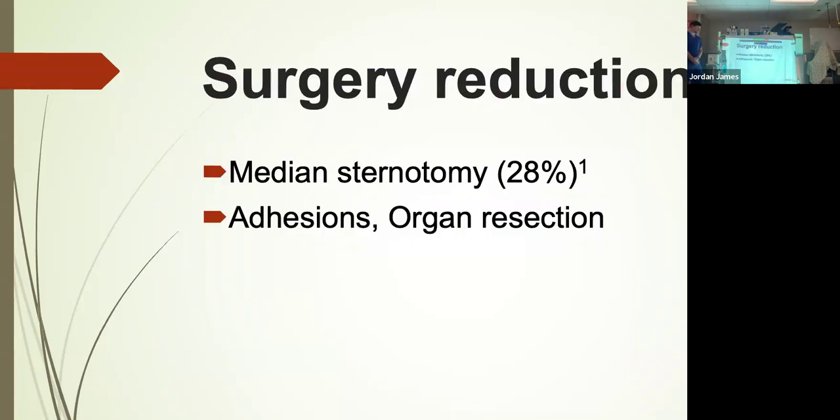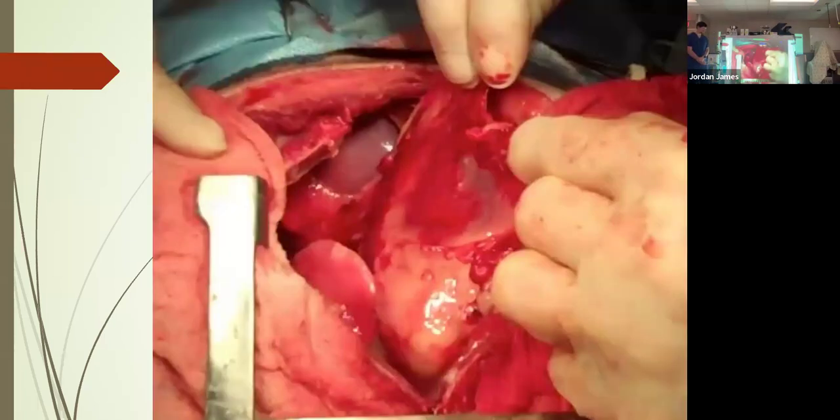Again, when we talk about median sternotomy, when they looked at one study, it was about 28% of patients, mainly in the chronic group, that required that. And that's mainly due to adhesions, or if you're worried about blood supply, an organ resection can be necessary for these more chronic hernias if those organs, again, are losing the blood supply.